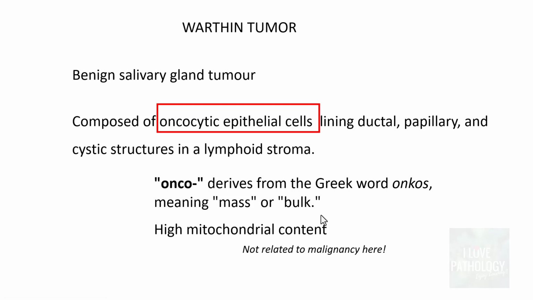So these cells are the ones which are very large and they have a very high mitochondrial content. It has got nothing to do with malignancy, right? Because these were large and bulky, they were often referred to as oncocytes. They can be seen in benign as well as malignant tumors. That's different. But in the context of Warthin tumor, these are benign epithelial cells which are known as oncocytes because of their very high mitochondrial content. The second important component of Warthin tumor is presence of lymphoid stroma. We will understand this once we study the microscopic features.